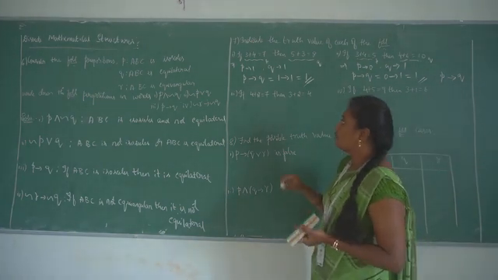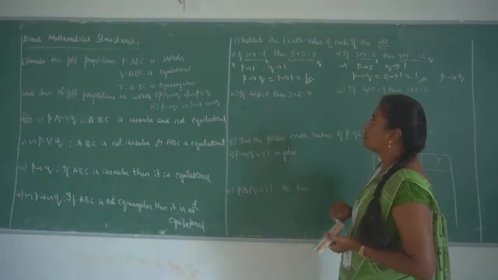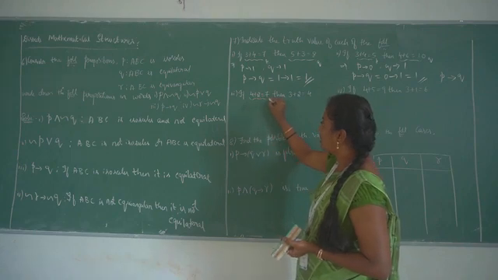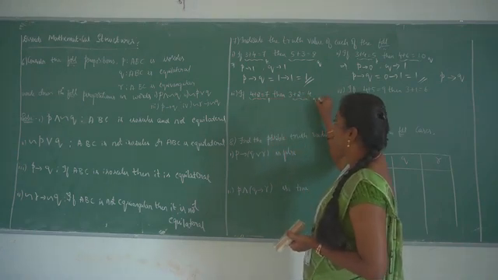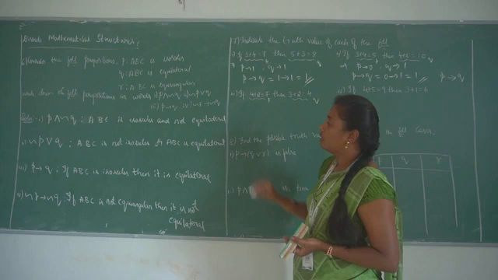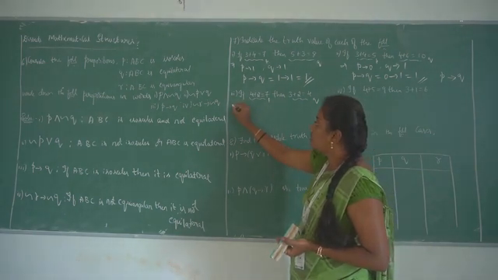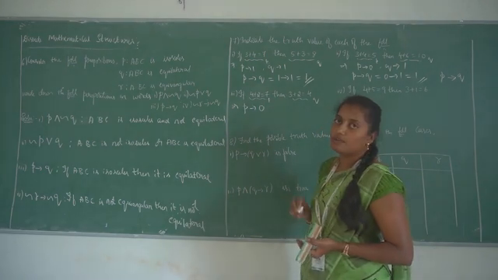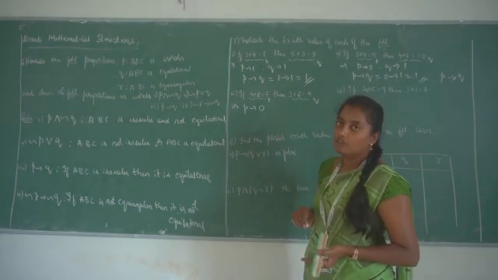Next, the third one: 4 plus 2 is equal to 7, then 3 plus 2 is equal to 4. Take the first one as p, the second statement as q. 4 plus 2 is equal to 7, which is not true. That means the value of p is 0. 4 plus 2 is equal to 6, so putting 7 makes it a false statement.